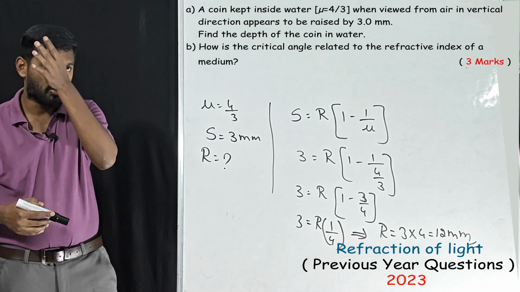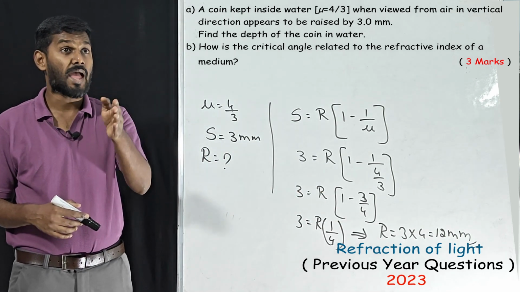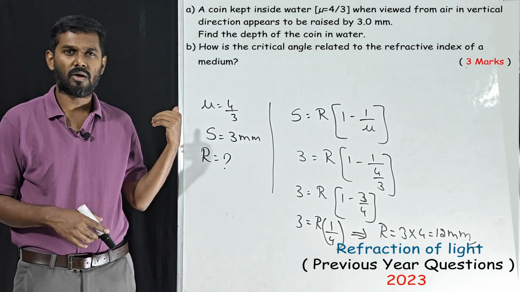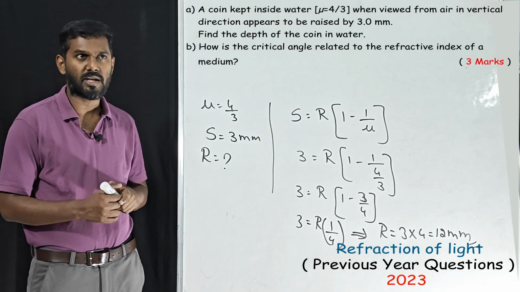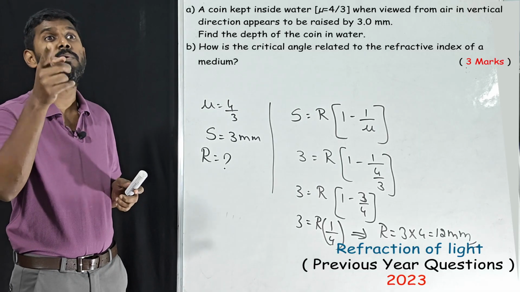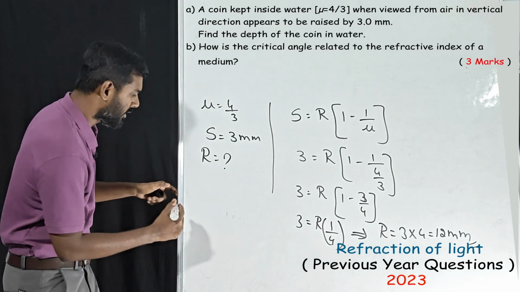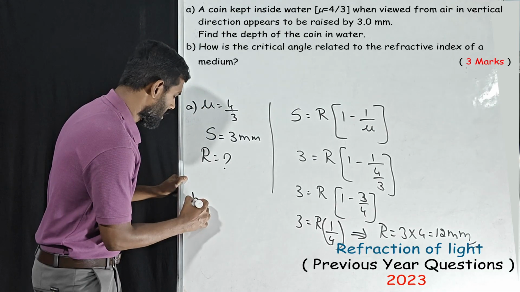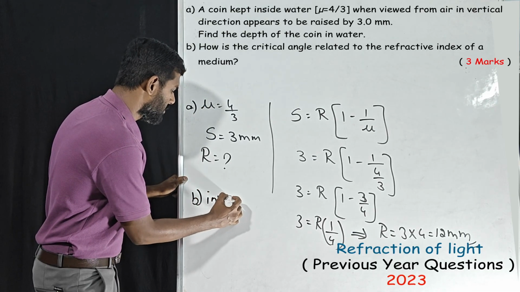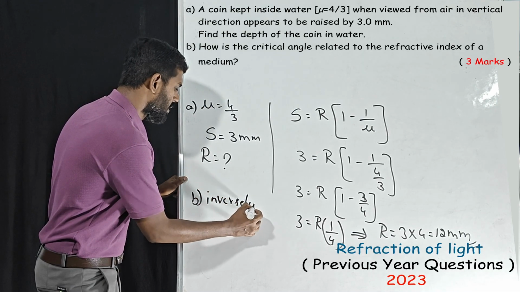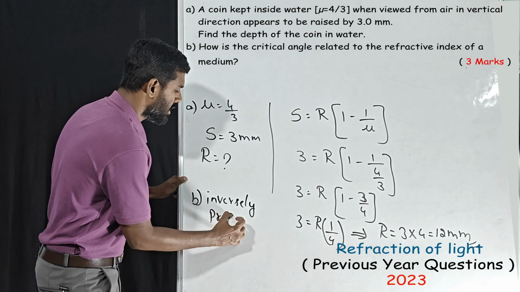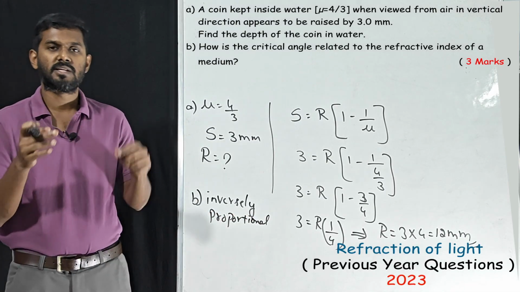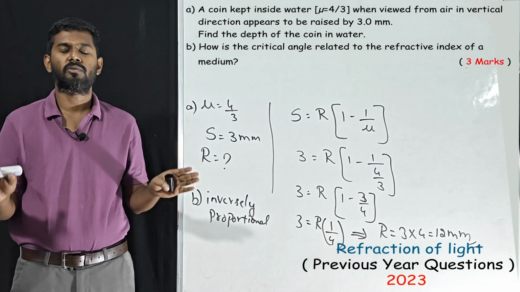And we have one more sub question: how is the critical angle related to refractive index of a medium? This we have learned in one of the questions, right? Critical angle is inversely proportional to refractive index. Okay, critical angle is inversely proportional to refractive index.